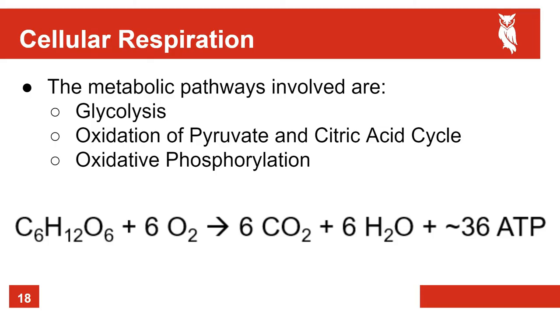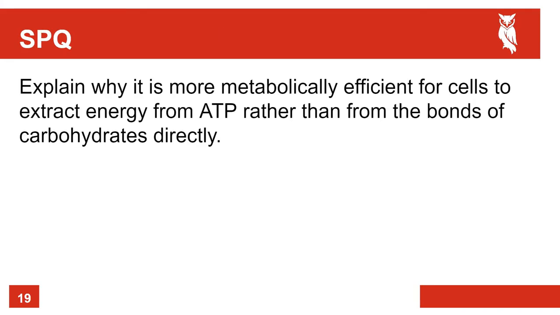All right. Very good. And then you've got that formula that you should all have memorized. You should have it all memorized. Glucose, oxygen, carbon. All right, explain why it's more metabolically efficient for cells to extract energy from ATP rather than the bonds of carbohydrates directly.